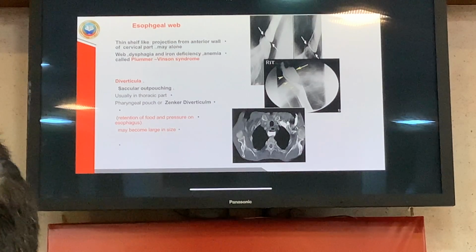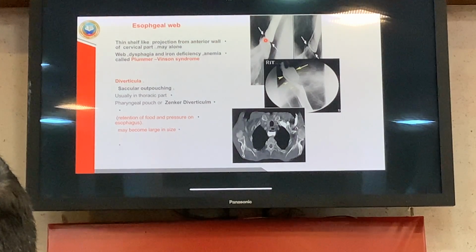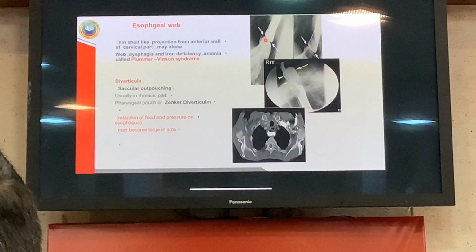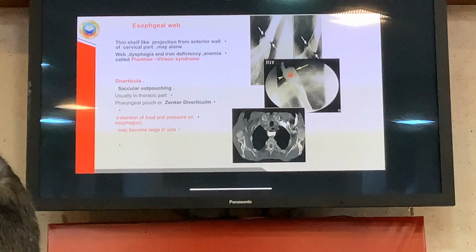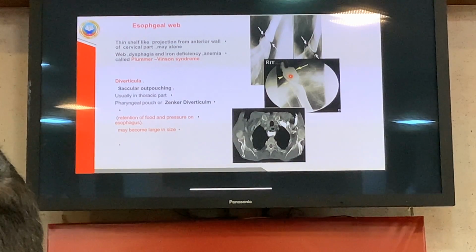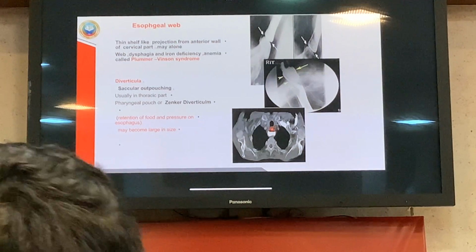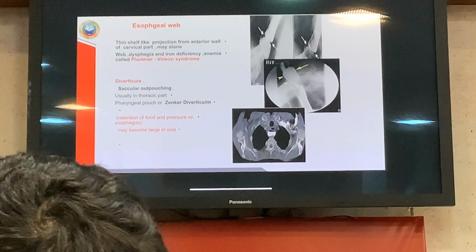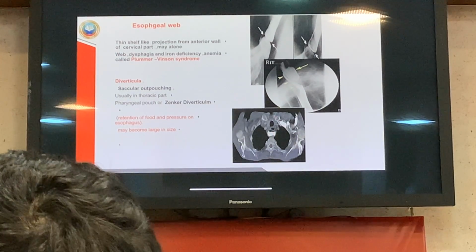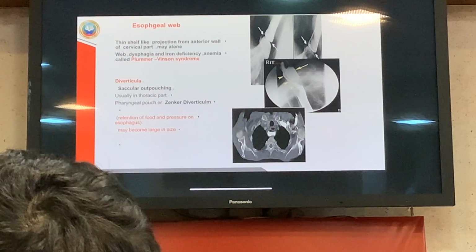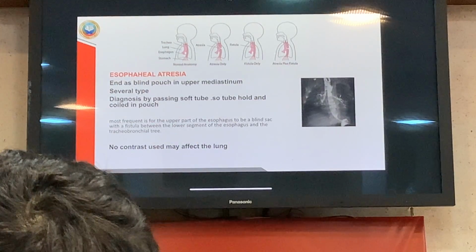Esophageal web is a shelf-like structure inside the esophagus, an abnormality not usually done. More common is a Zenker diverticulum, which is a pouch, exactly like a pocket that protrudes. By CT, this is the esophagus and this is the Zenker diverticulum, with accumulation of food inside this pouch. The patient may have aspiration, then a complication of the lung.